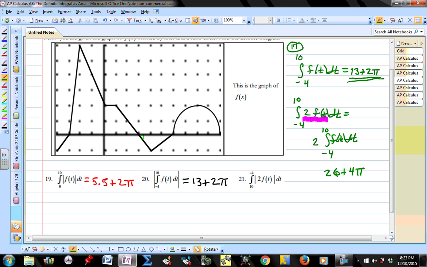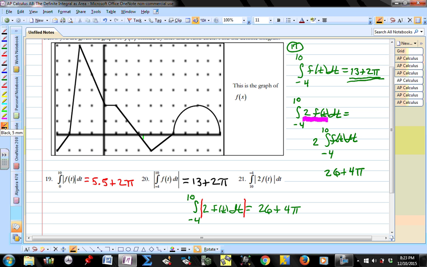So the integral, let me write it down here where I have some room. The integral from -4 to 10 of 2 times f of t dt is 26 plus 4 pi. Okay. Now let's do 2 more things. Let's take the absolute value of this integral. Well, taking the absolute value of this result isn't going to change anything because we had positive values to begin with, and the absolute value of a positive is a positive.